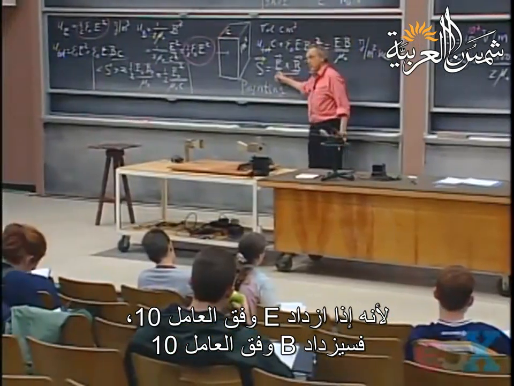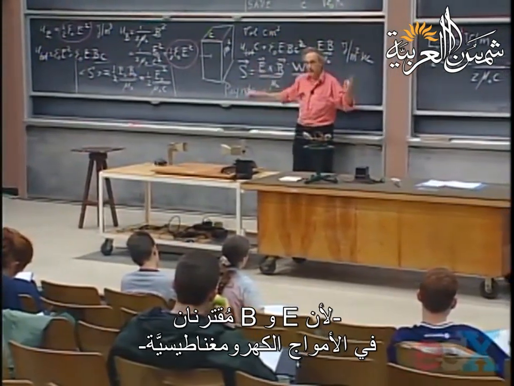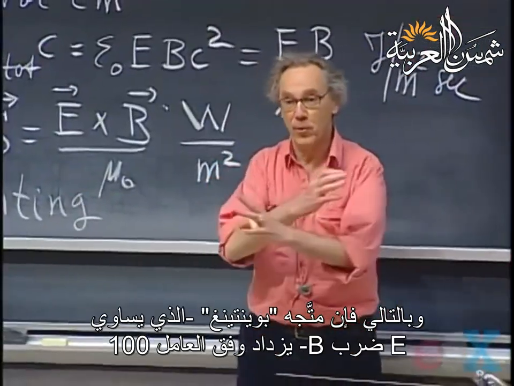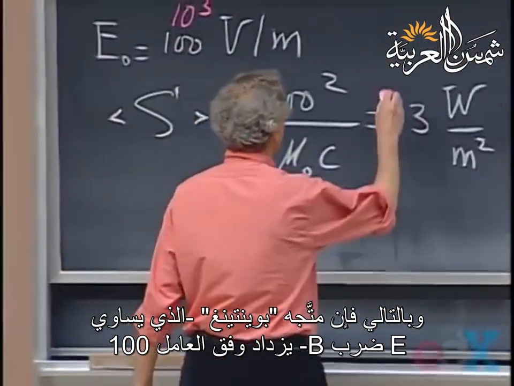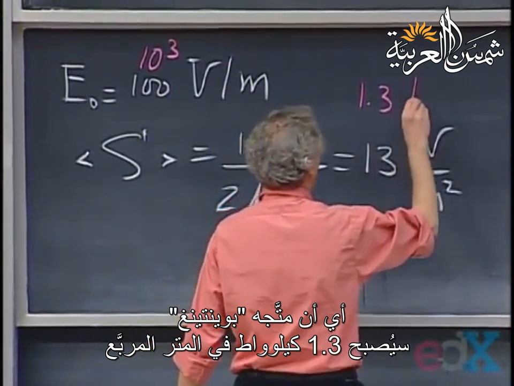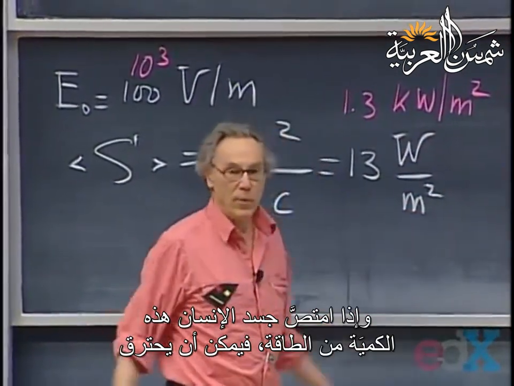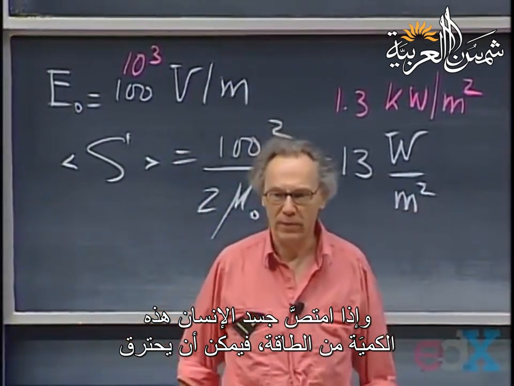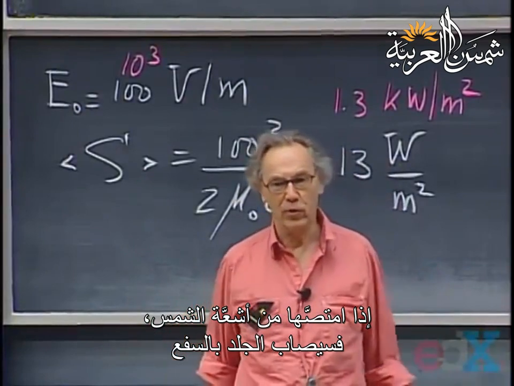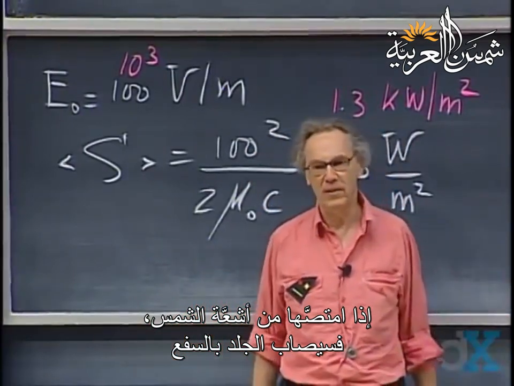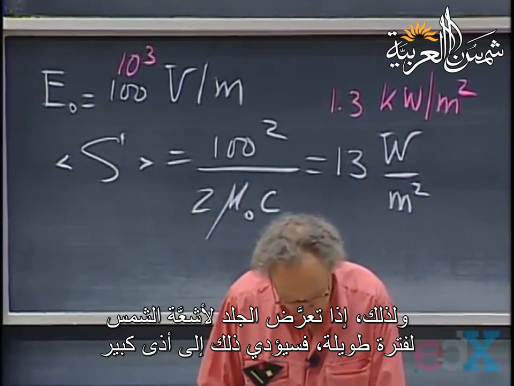Because if E goes up by a factor of 10, automatically B goes up by a factor of 10. Remember, electromagnetic waves, they're always coupled. So the Poynting vector, which is the product of the two, goes up by a factor of 100. So now you're talking about 1.3 kilowatts per square meter. And if you observe that on your body, believe me, it may fry you. Certainly if you do that out on the beach, you get a deep suntan. And if you do it long enough, then you can hurt yourself very badly.